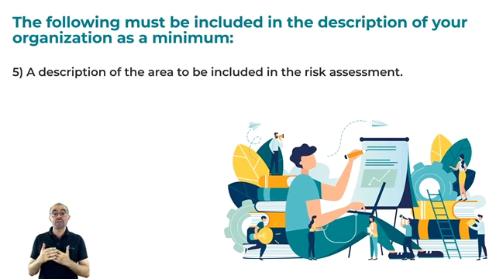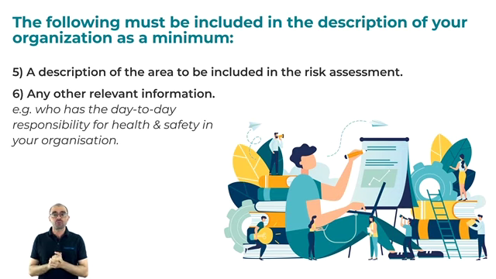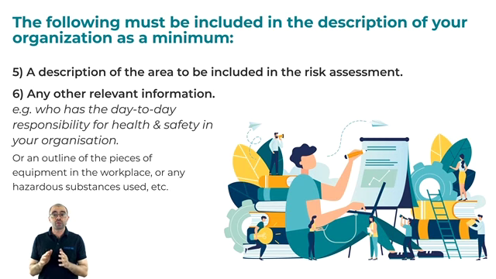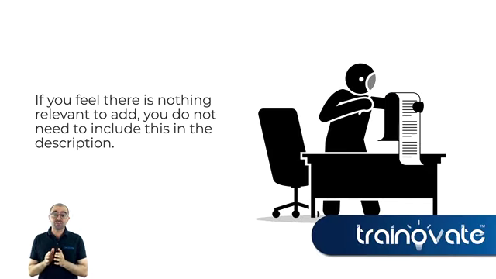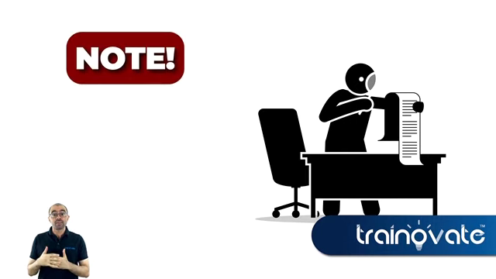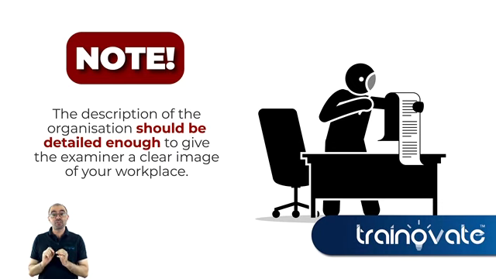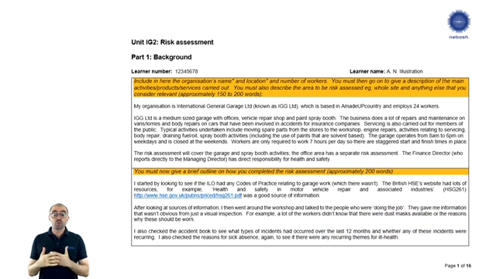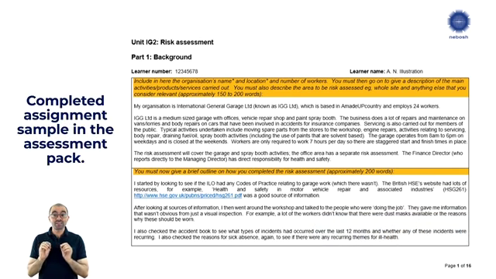Number 5, a description of the area to be included in the risk assessment. Number 6, any other relevant information. For example, who has the day-to-day responsibility for health and safety in your organization. Or an outline of the pieces of equipment in the workplace or any hazardous substances used, etc. If you feel there is nothing relevant to add, you do not need to include this in the description. Please note that the description of the organization should be detailed enough to give the examiner a clear image of your workplace. If you would like to see a good example of workplace description, please refer to the completed assignment sample included in the assessment pack.